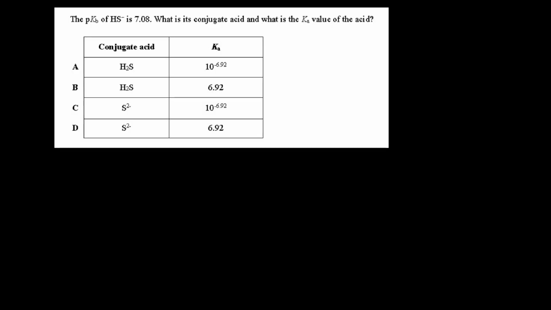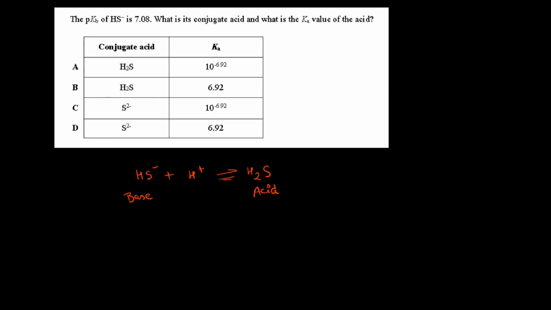Okay, so the question is, pKb of HS negative is 7.08. What is its conjugate acid and what is the Ka value of the acid? Its conjugate acid will be formed by accepting a proton. So HS negative can accept a proton and form H2S. So this is the base and this will be its conjugate acid.